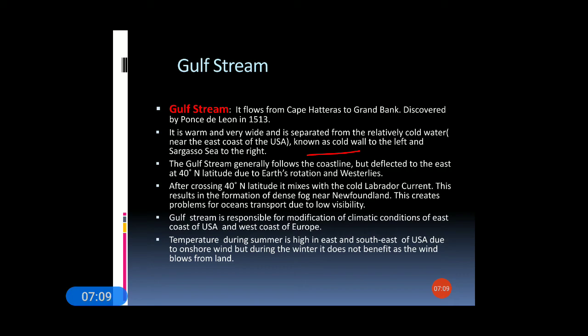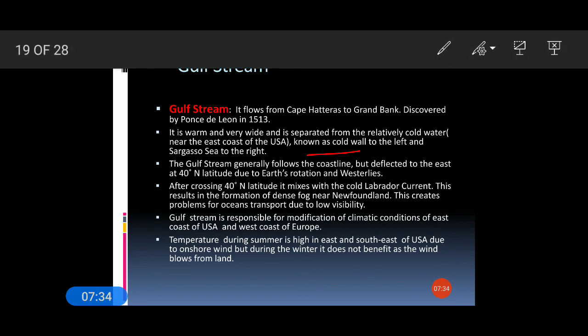Okay, now westerly wind blows from west towards the east, so along the direction of the westerly wind the ocean current also flows towards the eastern direction. Now coming to next, after crossing 40-degree north latitude, it mixes with cold Labrador current. So this results in the formation of dense fog.